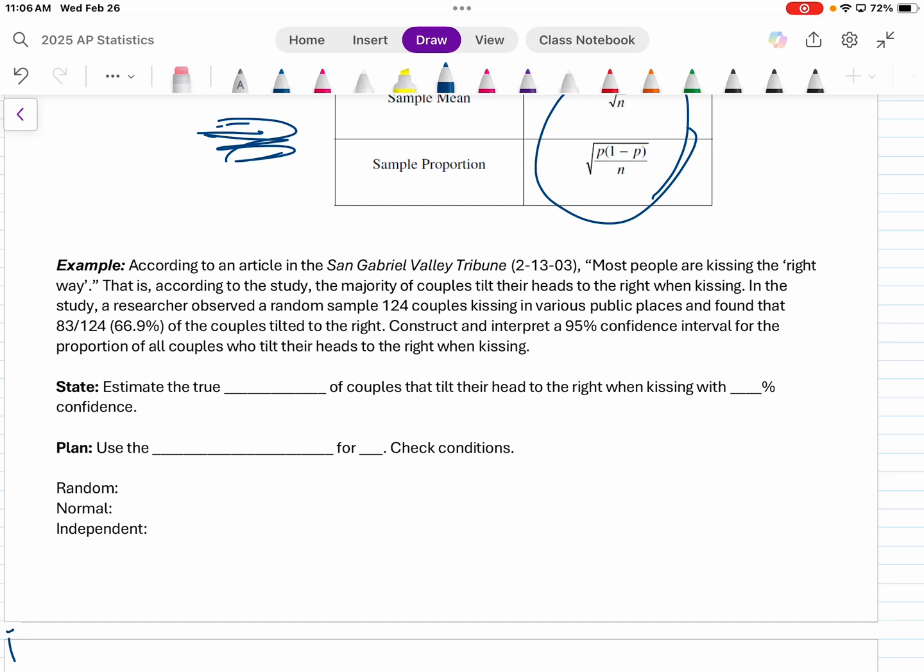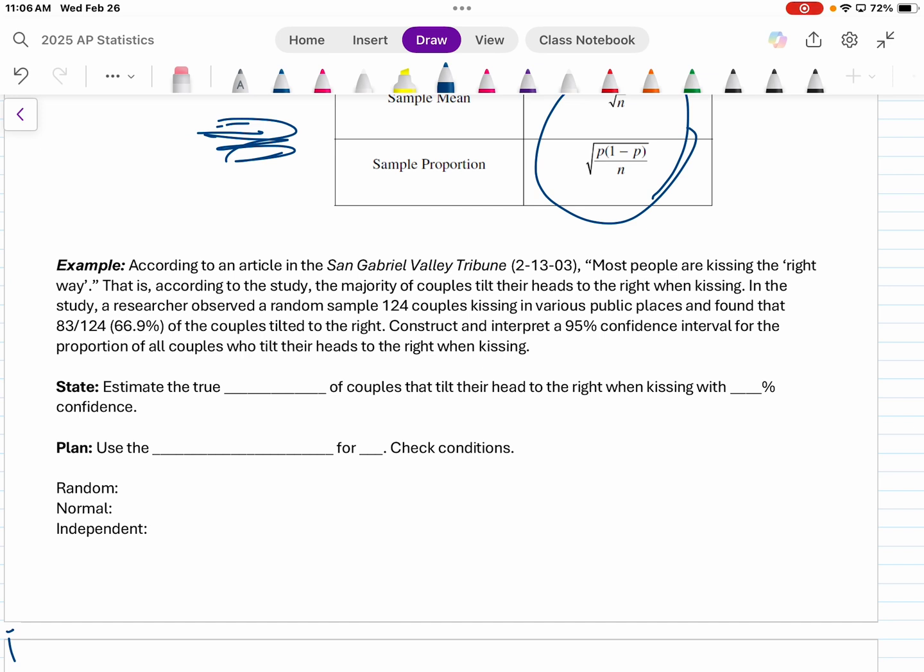Those of you that have significant others, have you already started thinking about which way you tilt your head? Do you tilt right or do you tilt left? Because if you tilt right, they have to tilt right. If you tilt left, they tilt left. Because if you go right and they go left, then you hit noses. You know what I mean? So, all right, here we go.